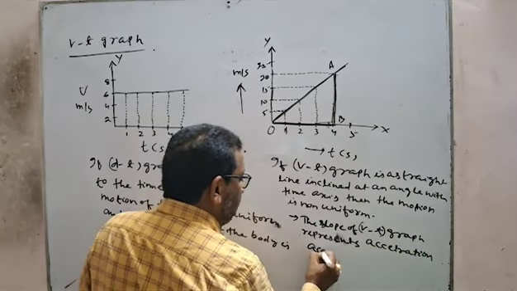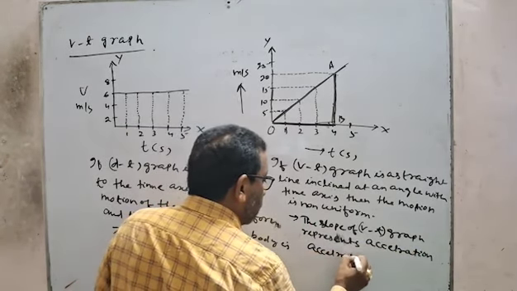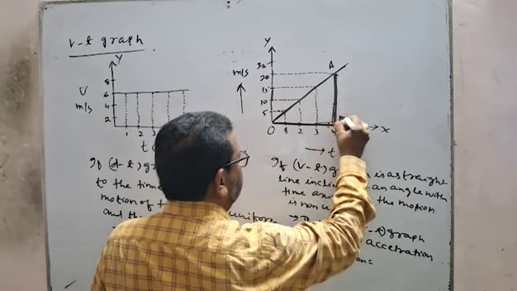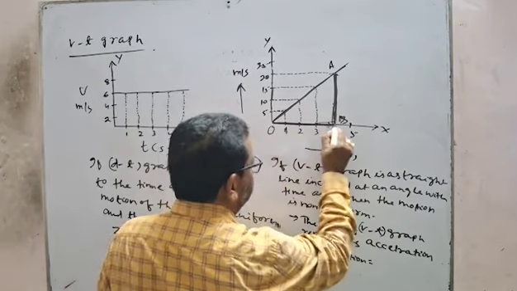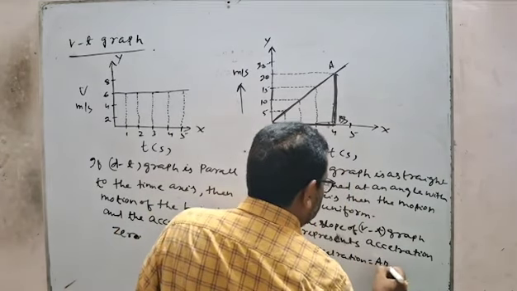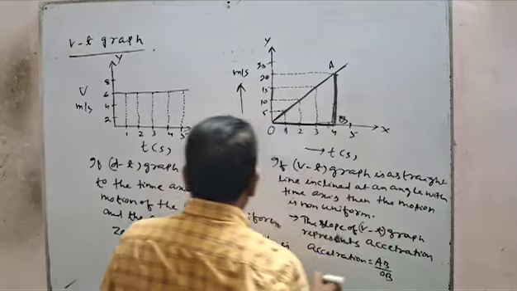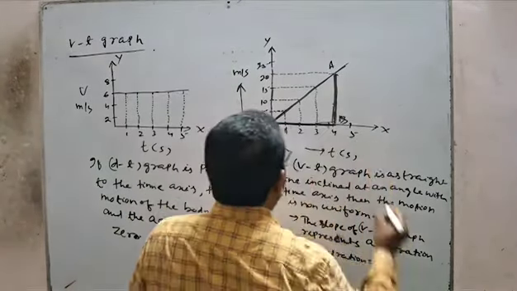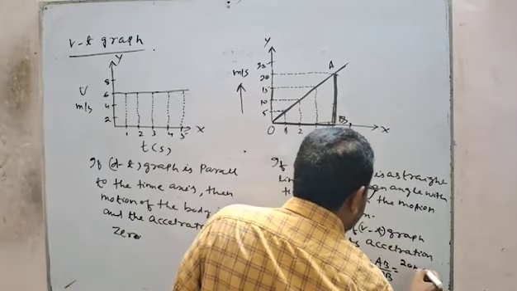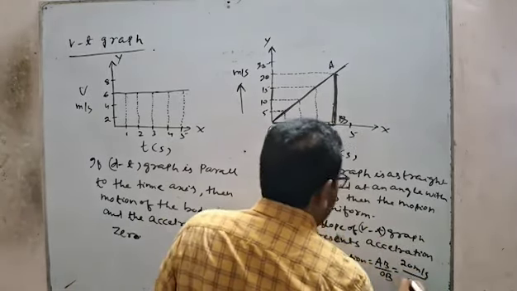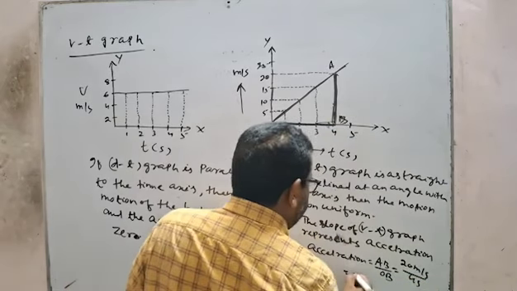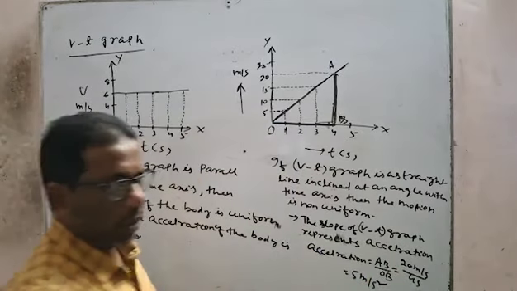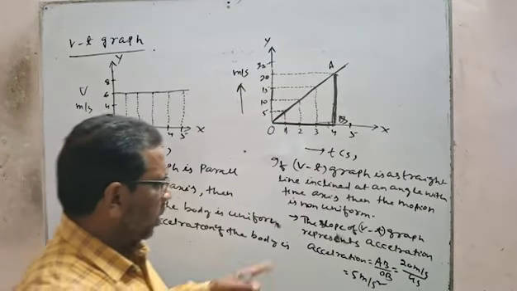So acceleration is equal to the slope, with y distance AB and x distance OB. AB by OB. This is 20 meters per second, and this is 4 seconds. 20 by 4 is 5 meters per second square.